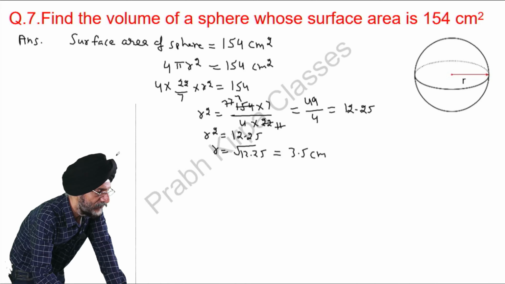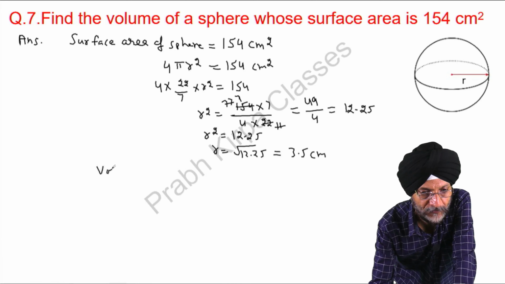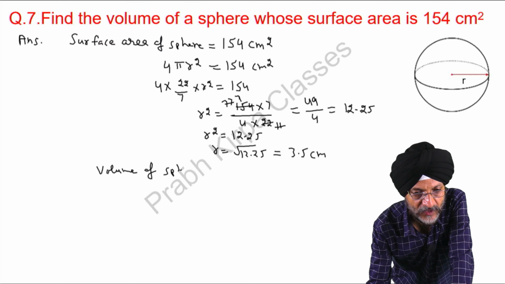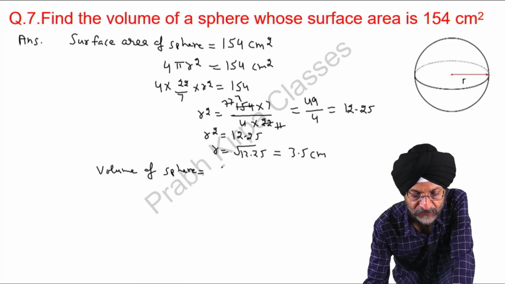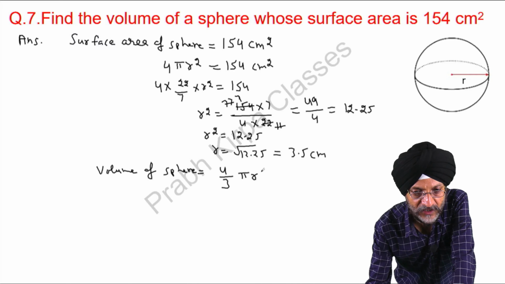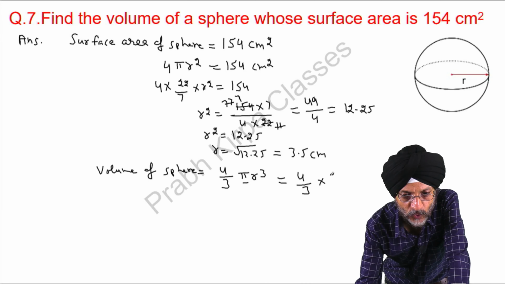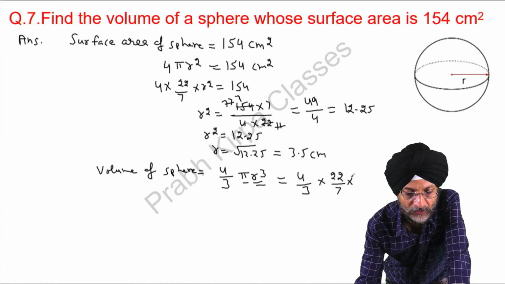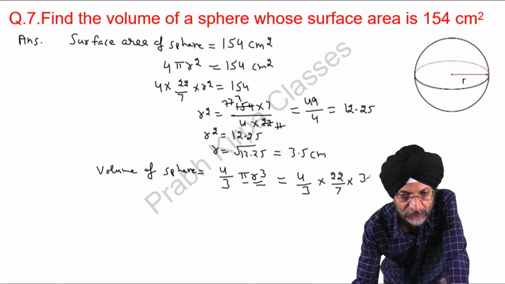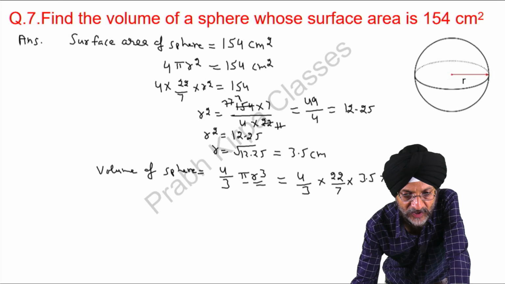Now what is the formula for calculation of volume of sphere? It is 4/3 pi r cube. So now we will use the values: 4/3. What is the value of pi? It is 22/7. Now here what is r cube? What is the value of r? It is 3.5. We will write it 3 times.